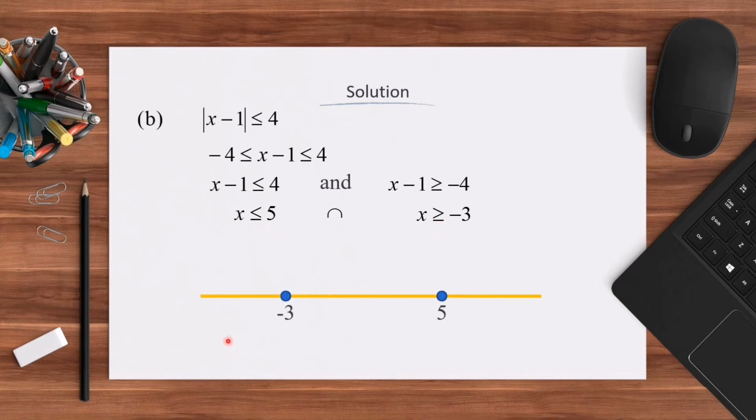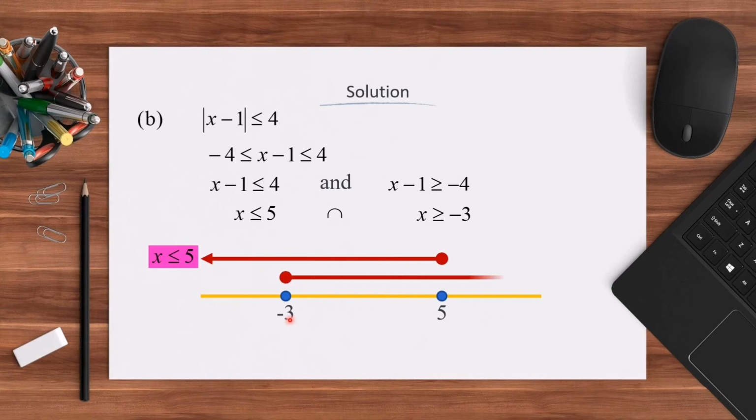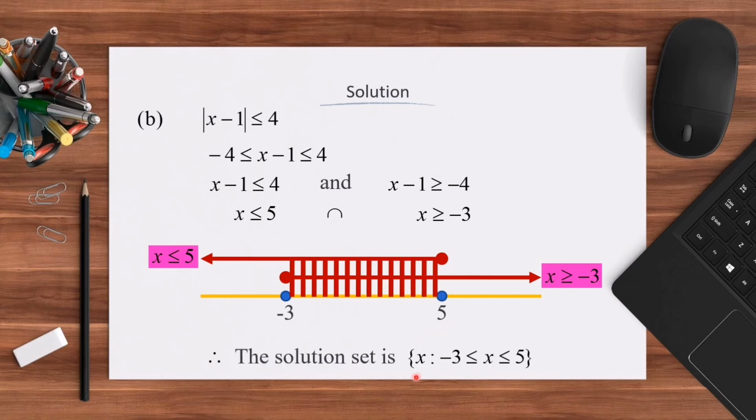We draw a number line starting with negative infinity, negative 3, 5, infinity. And then we draw x less or equal to 5. And then we draw x more or equal to negative 3. We need to find the intersection between, as you can see the intersection between negative 3 to 5. And finally, the solution set is x more or equal to negative 3, less or equal to 5.